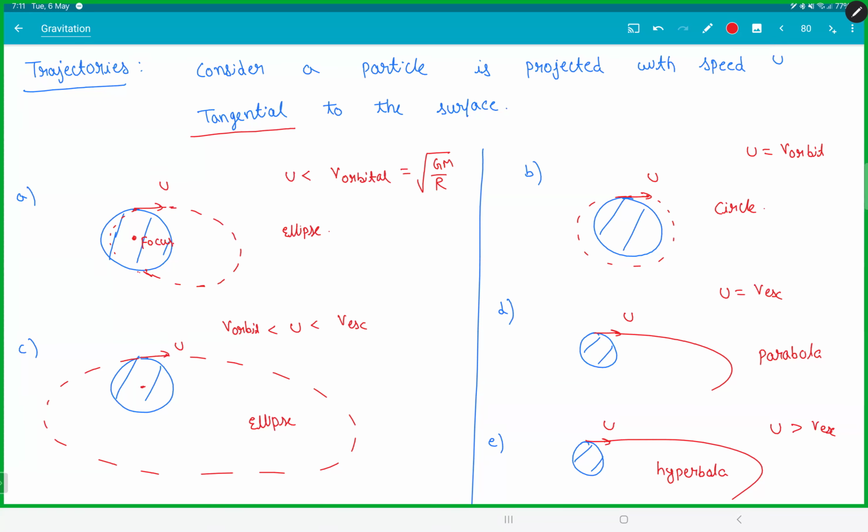So the mathematical proof, right? You will get the eccentricity in terms of v orbit and v escape velocity. So for different values, you'll get different eccentricities. Based on that, you can prove which is a circle, which is an ellipse and all. And we don't have that proof in our portion, so we'll not get into that.